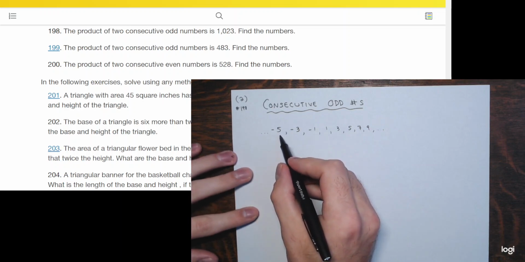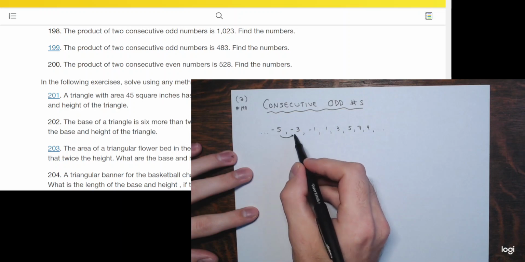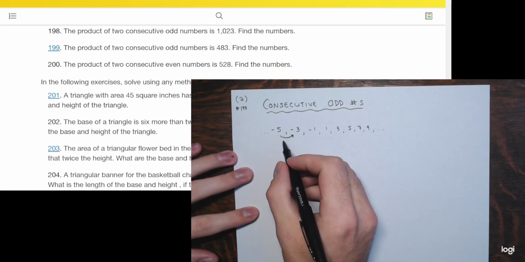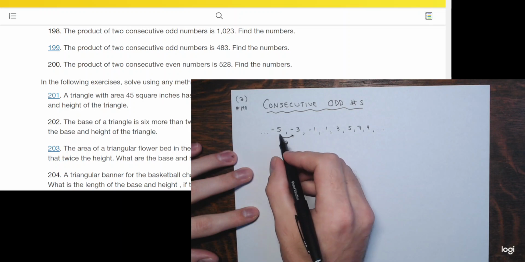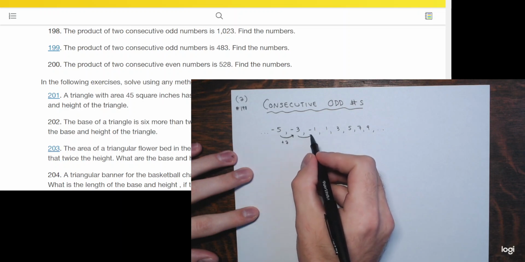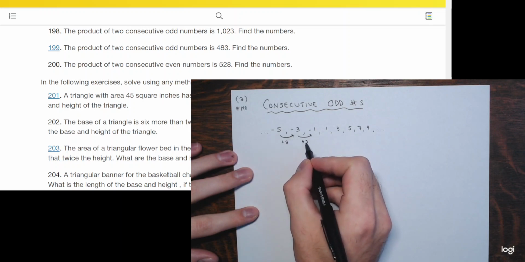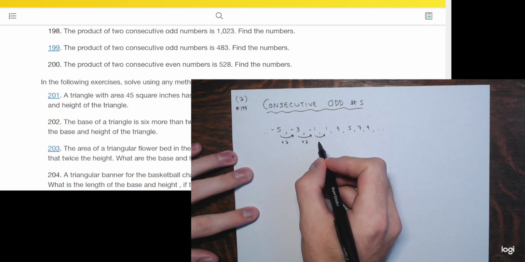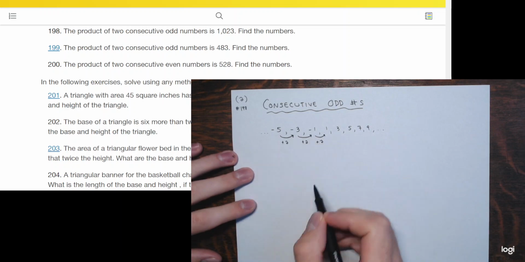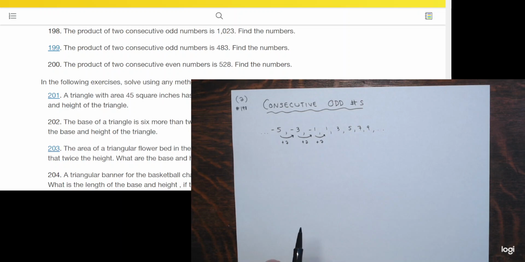So from negative 5, the next consecutive odd number would be negative 3. And notice that you're just adding 2. And then from negative 3 to negative 1, you're adding 2. From negative 1 to positive 1, you're adding 2. It's the same every time, just like for consecutive even numbers.